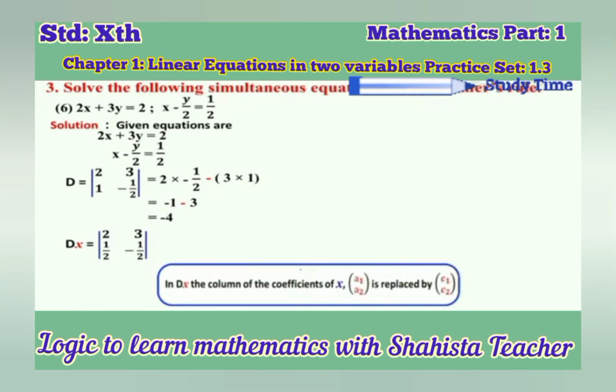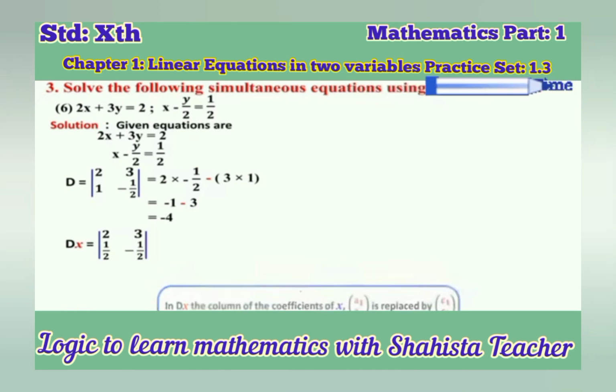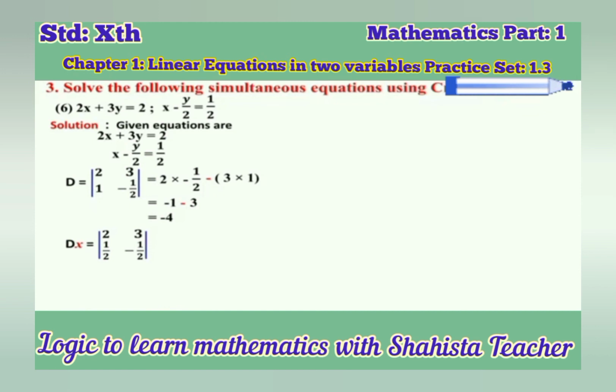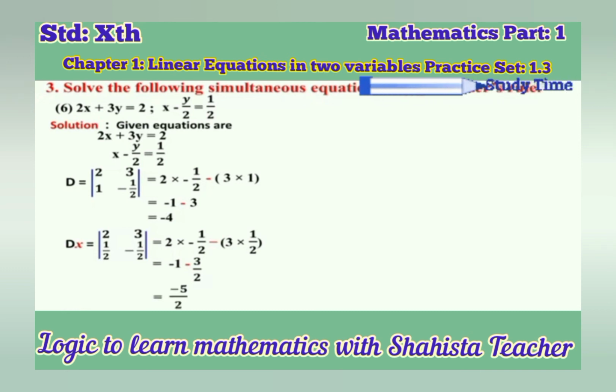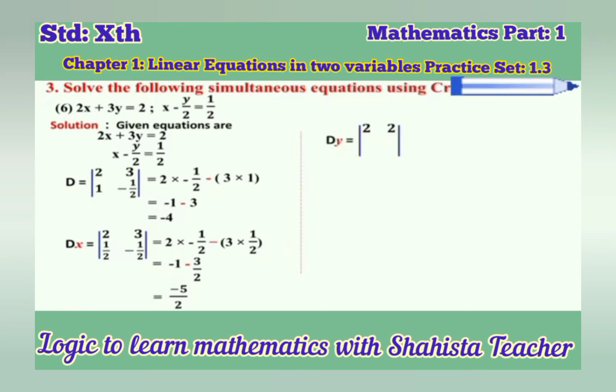Dx is equal to 2 upon 1 upon 2 and 3 minus 1 upon 2. Dx is the column of coefficient where a1 upon a2 is replaced by c1 upon c2. So here 2 multiplied by 1 upon 2 minus 1 upon 2 and 3 multiplied by 1 upon 2. So 2 gets cancelled. Now 1 minus 1 and here 3 twos are 6. So here 3 upon 2 because 3 ones are 3 and 2. So now here we get 2 ones are 2 and minus plus. So minus 5 upon 2.